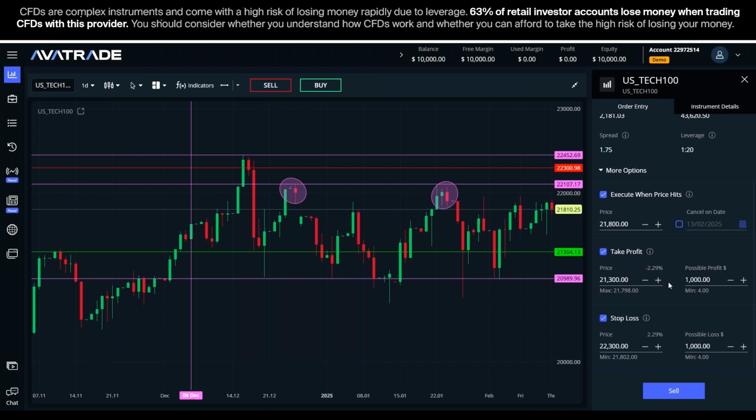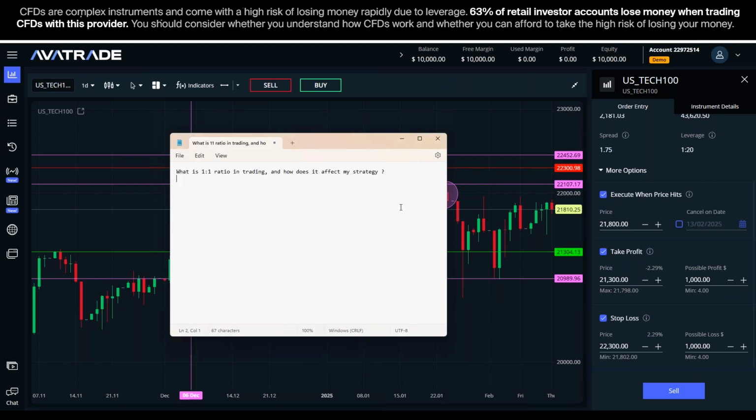What does that mean? That means that we're expecting to make or lose 1,000. And if I compare it with my balance, we have 10% exposure or 10% expected gain. How does this affect my strategy? Well, if for instance I would like to diversify and have additional positions, let's first take the first scenario. If this is my only position, what can I expect to happen?